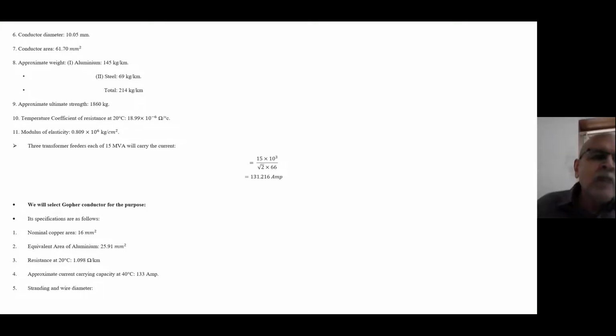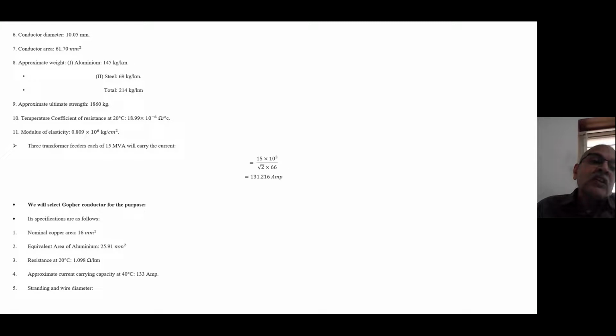Conductor area from the diameter you can consider 61.70 mm square. Approximate weight is important, because while deciding between two spans there will be sag. While calculating sag, based on sag you will have to think of the ground clearance. So weight is very important. Aluminium weight is 145 kg per kilometer. Steel is this and the total is given.